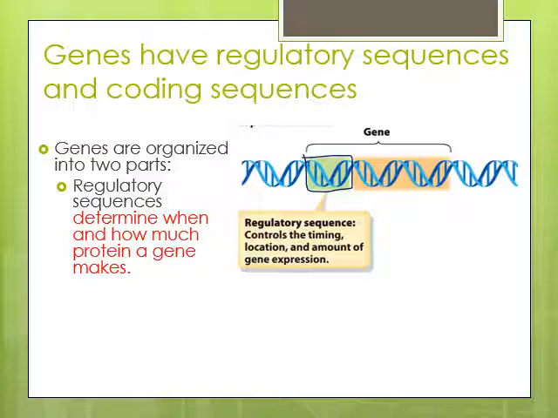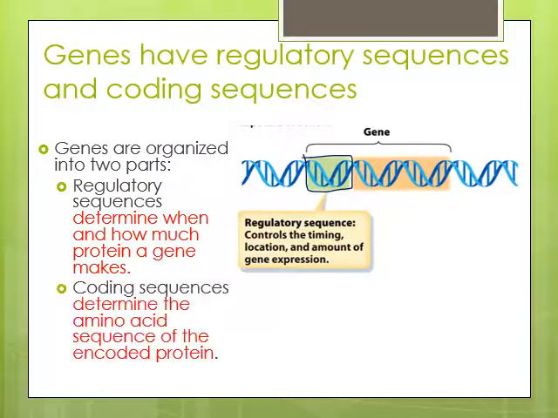So it controls the timing, the location, and the amount of gene expression. Okay, so again, it's going to determine when a protein's made. It can turn on or off the gene. It can determine how much of the protein is made, and in which cells that gene is expressed. This is our regulatory sequence.